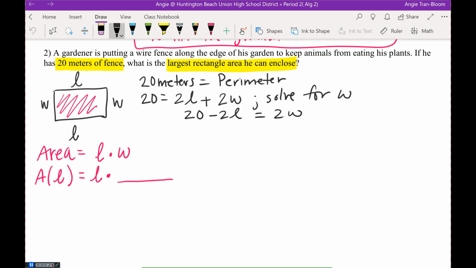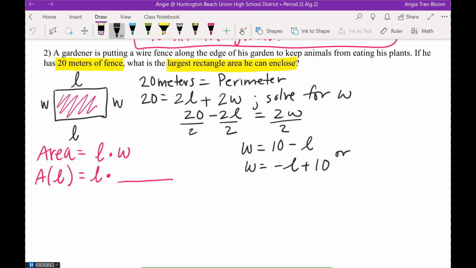I remember I want to isolate W. I want to get W all by itself. Divide by 2. Just one term by 2? All of it. Each and every child gets divided by 2. So now W is 10 minus what? An L. Most of us probably write this in order. Either one I will accept.